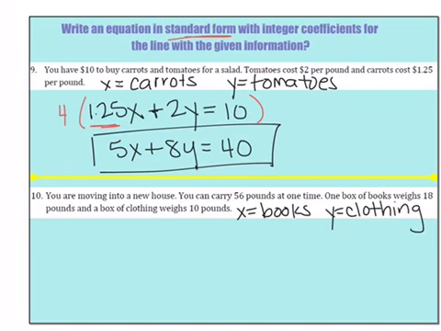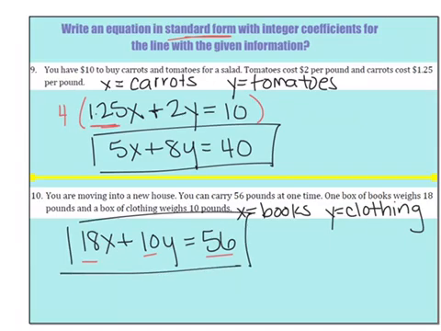So one box of books, so books is my x, weighs 18 pounds. So 18x plus box of clothing weighs 10 pounds, so 10y, and I can carry 56 pounds, so it needs to total 56. All of these A, B, and C are integer coefficients, so this is standard form. I am done.